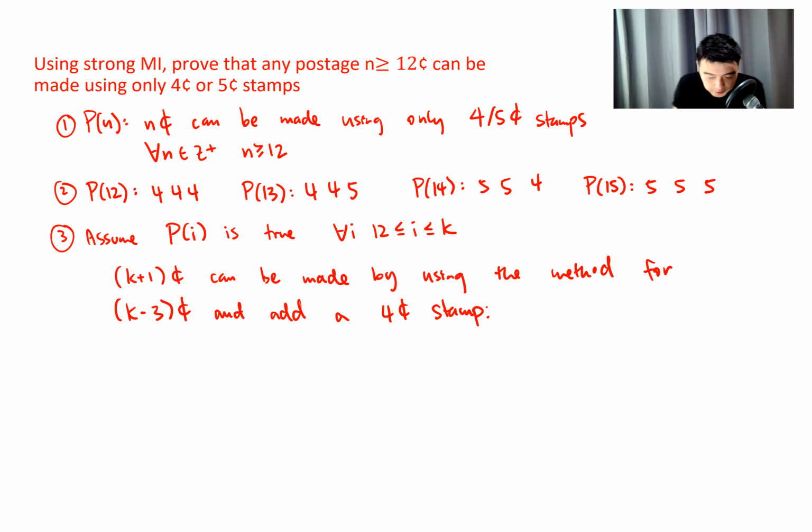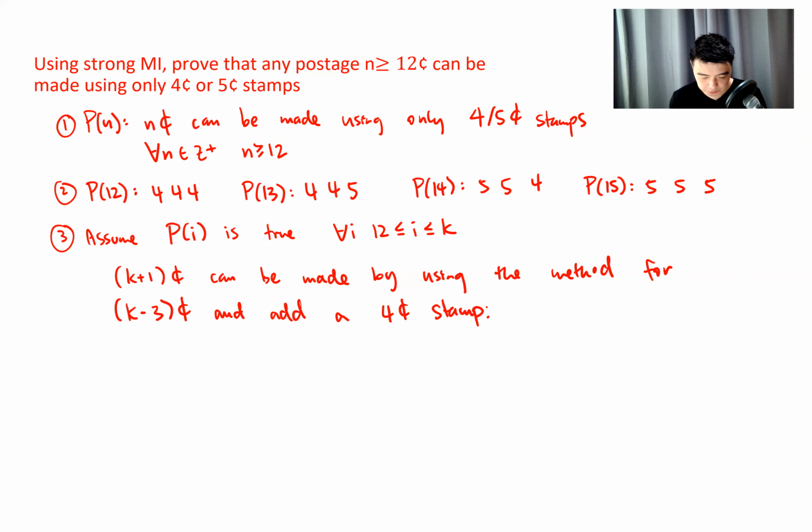Now, I hope you understand the argument that I made here, but let's see how this is a strong mathematical induction problem. So again, if I don't assume that I know everything from 12 all the way up to k, can I make this argument? The answer is no. If the only thing I know is k, well, what is k minus 3 cents? I don't know about that. So that's why I needed to assume everything up to k. So anytime we need to do that, this is going to be a strong mathematical induction argument.